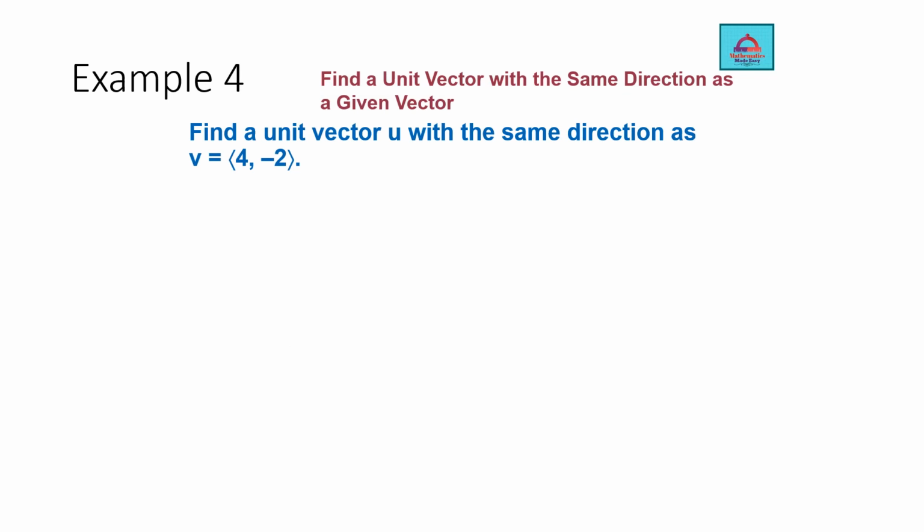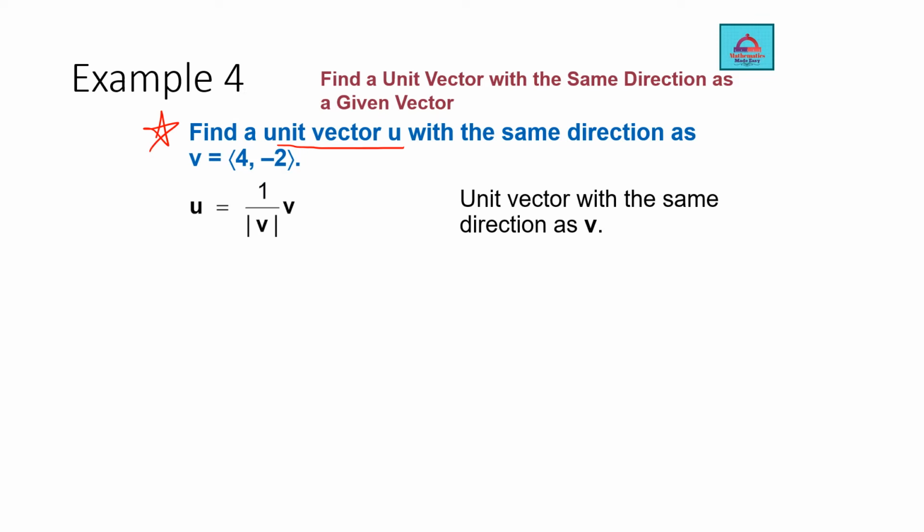Another important question that should be coming for your exam will be on unit vector. When you see the word unit vector written in the question, remember you have to use this formula. That means unit vector is equal to the vector divided by its magnitude. We have seen this formula in the first lesson also, and by definition unit vector has the same direction as the given vector. So the given vector has 4 as the x component, minus 2 as the y component.